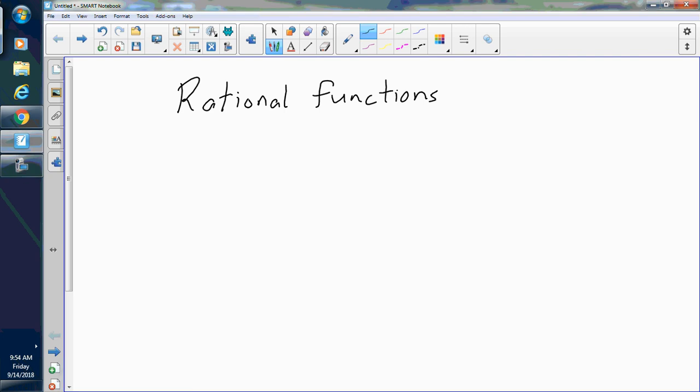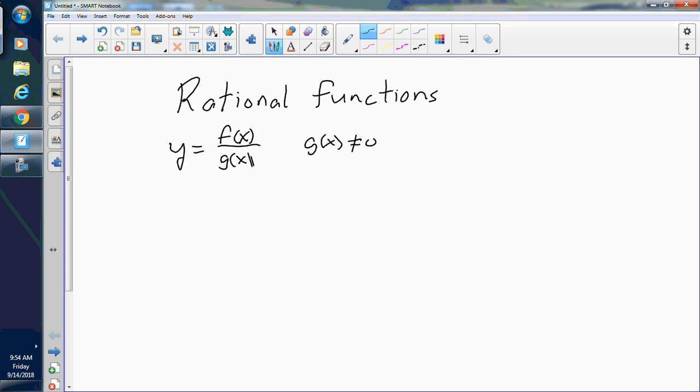Okay, in this last use of the derivative for the week, we're going to see how the derivative can help us with rational functions, and especially in sketching their curve. Remember, a rational function is a function of the form y equals f of x over g of x, and we're told that g of x cannot equal 0.